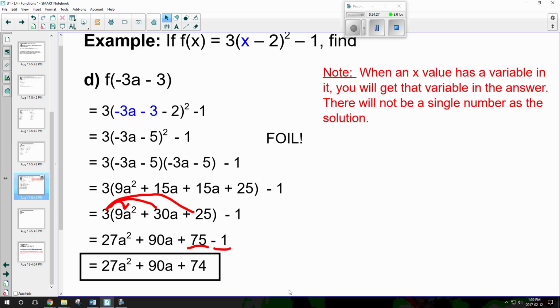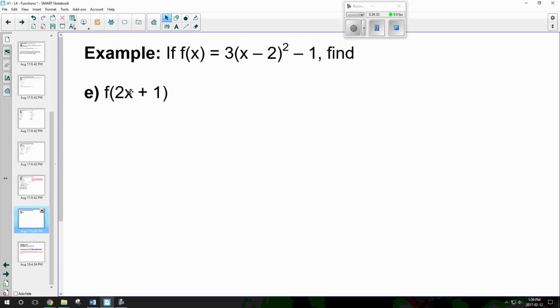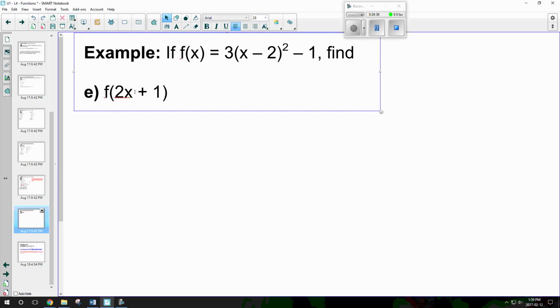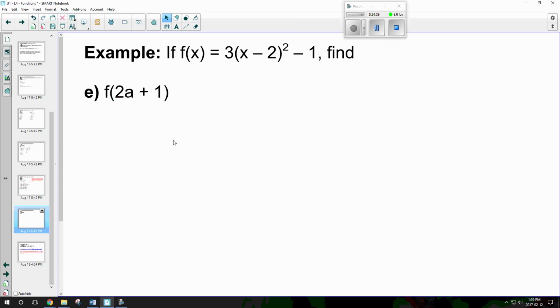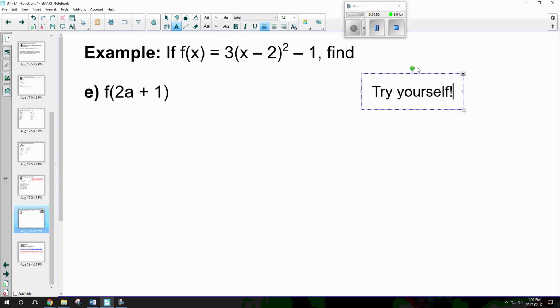So again, if you need more time to write down that, please pause the video. I'm going to move on to the next example. So again, we have our last example here. Again, I'm going to change that variable to an a. So what I want you to do is try this one by yourself. I want to see if you can figure out what the value of 2a plus 1 is by plugging it into this function, just like we did in the previous example. So at this time, please pause the video. Once all the students have given it a try and have their answer, then play the video and I'll show the solution.